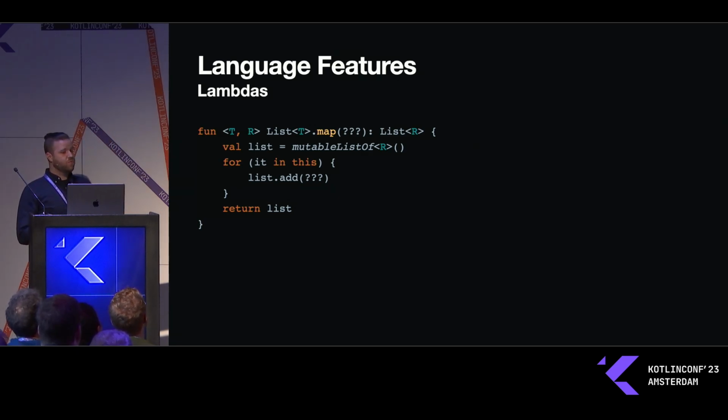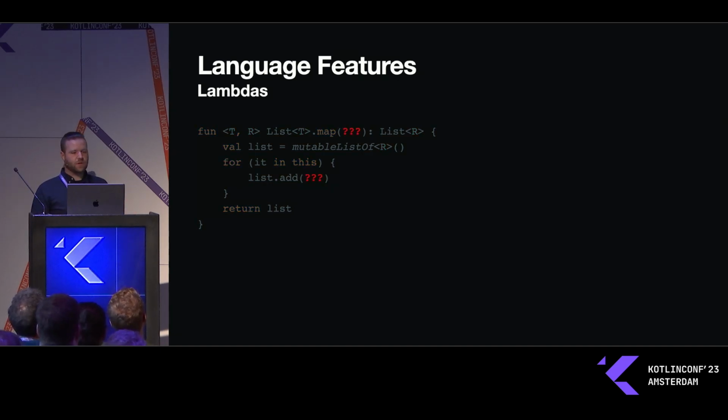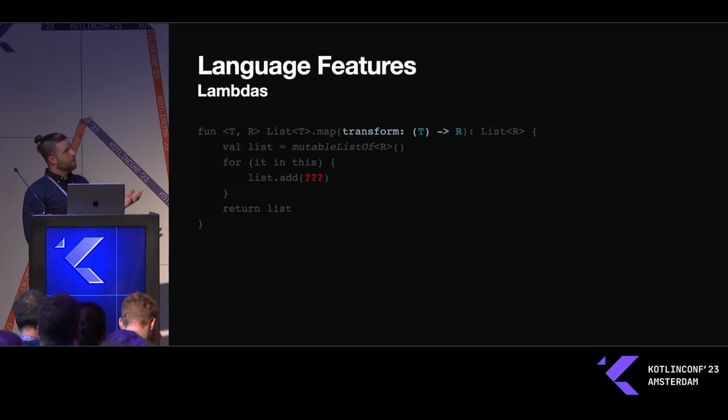We're going to define a new mutable list that returns type R when we started with a list of type T. We're just going to iterate through that list of type T, and we're going to have to add something to that new list. But what are those question marks? So the parameter that we need to take here is a lambda.